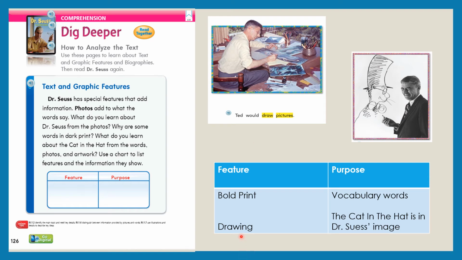Here is the word, another feature, drawing. Over here, Dr. Seuss has a pencil in his hand, and he drew the picture of the cat in the hat. And if you notice, boys and girls, the drawing looks something like Dr. Seuss. The cat in the hat is in Dr. Seuss's image. It looks like Dr. Seuss. Look at the nose.